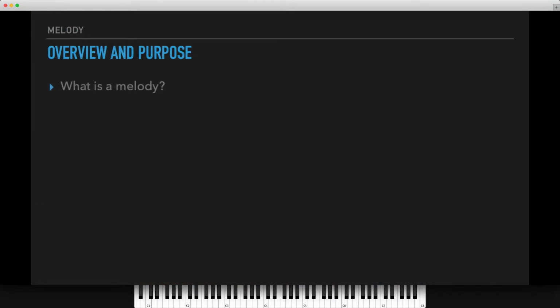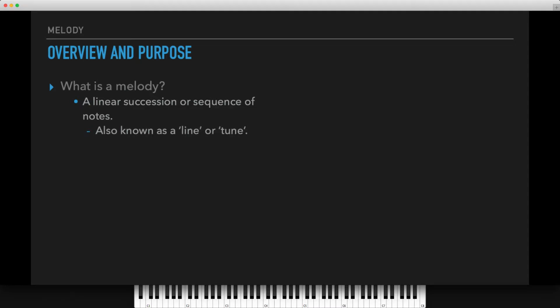Overview and purpose. What is a melody? Well, a melody is just a linear succession or sequence of notes, meaning if I've got a note, F, and I have a bunch of notes that come after it in time, that's a melody, one at a time, as opposed to a chord, which is a bunch of notes played simultaneously. If we played those notes independently, we have a kind of melody, one note after another, a linear succession or sequence of notes.